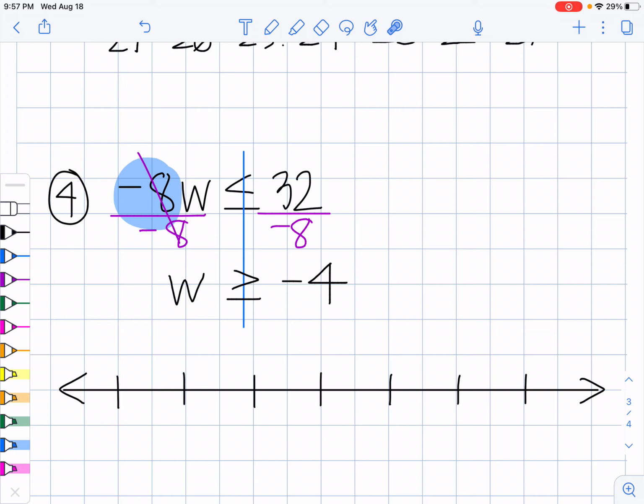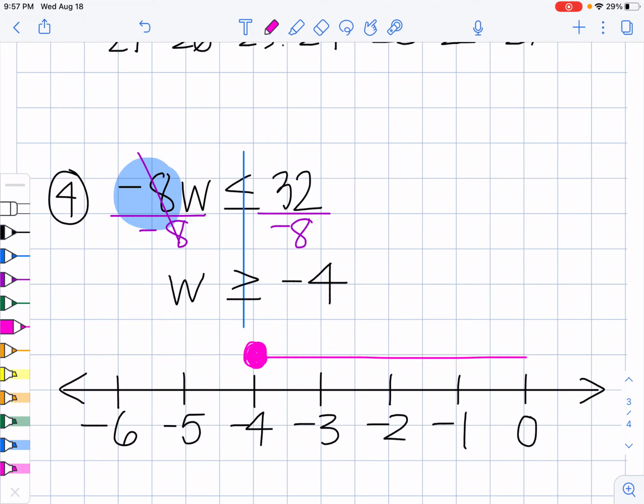Okay, and then I don't want to forget to graph. Well, I'm just going to count by ones this time. So I'm going to go negative 6, negative 5, negative 4, negative 3, negative 2, negative 1, 0. Okay, I'm at negative 4. w is greater than or equal to negative 4. So here's my negative 4. Greater than or equal to means closed dot. And greater than means bigger. And bigger on the number line is to the right. So my arrow is going this way, and I can check with my arrow trick. And that is my final answer.